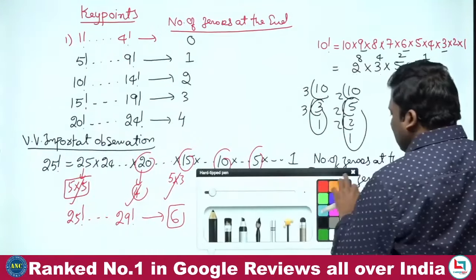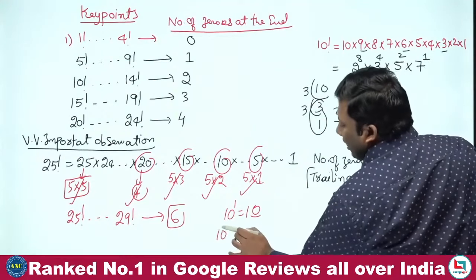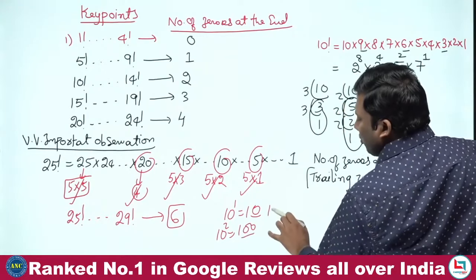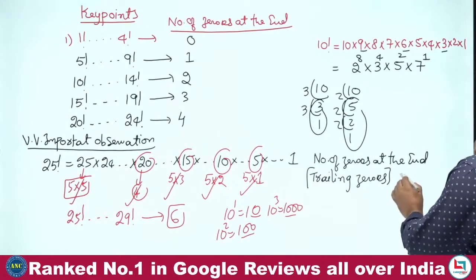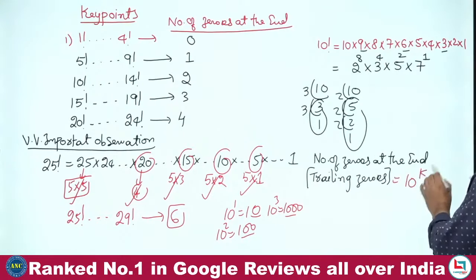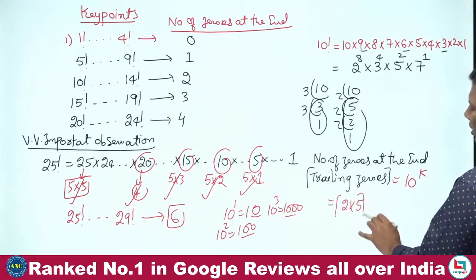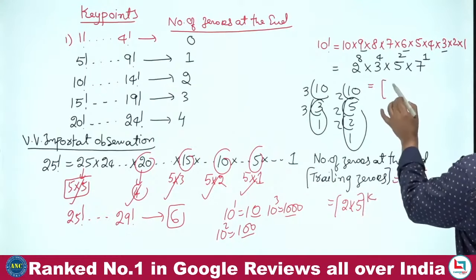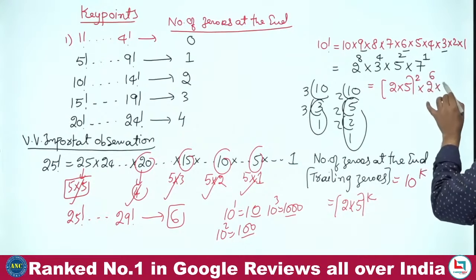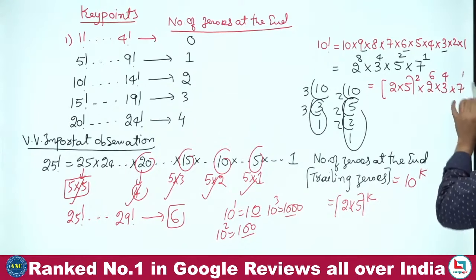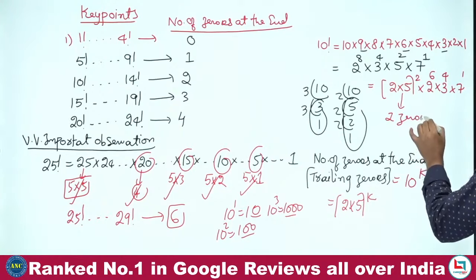Now if you see here, listen carefully. 10 power 1 is 10, it is 1 0. 10 square is 100, it is 2 zeros. 10 cube is 1000, how many zeros? 3 zeros. Number of zeros at the end is always the highest power of 10. So 10 can be written as 2 into 5 power k. So this can be written as 2 into 5 power 2 into 2 power 6 into 3 power 4 into 7 power 1. 10 square will have 2 zeros at the end.